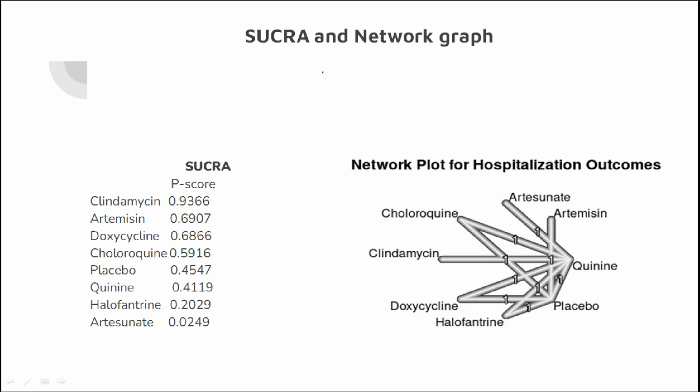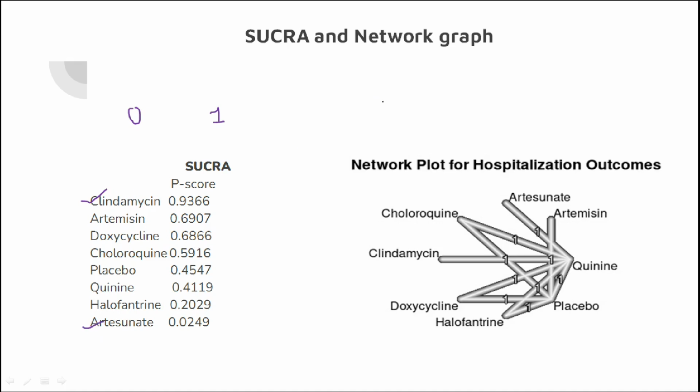Now let us try to understand SUCRA and network graph. Well, what is SUCRA? SUCRA is surface under the cumulative ranking curve. It is helpful in ranking the interventions. I've used p-score to report the SUCRA. P-score ranges from 0 to 1. Nearer the value to 1, better the treatment is. So over here, we can say that clindamycin is having lesser hospitalization. Means the patients consuming clindamycin are having lesser hospitalization compared to that of artesunate.